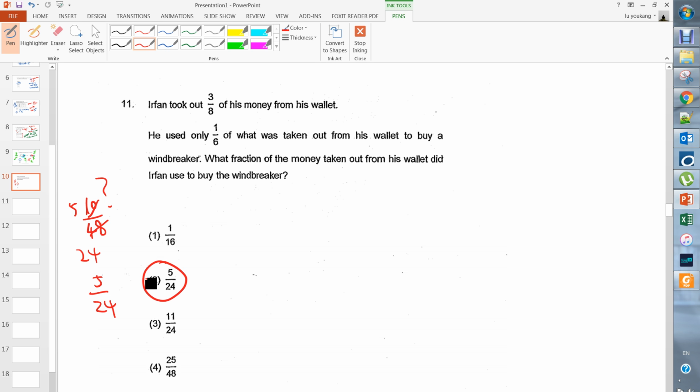But wait, I haven't checked. Okay, that means the answer is there. The reason you didn't get it is because you didn't simplify. So the answer must be in simplest form.